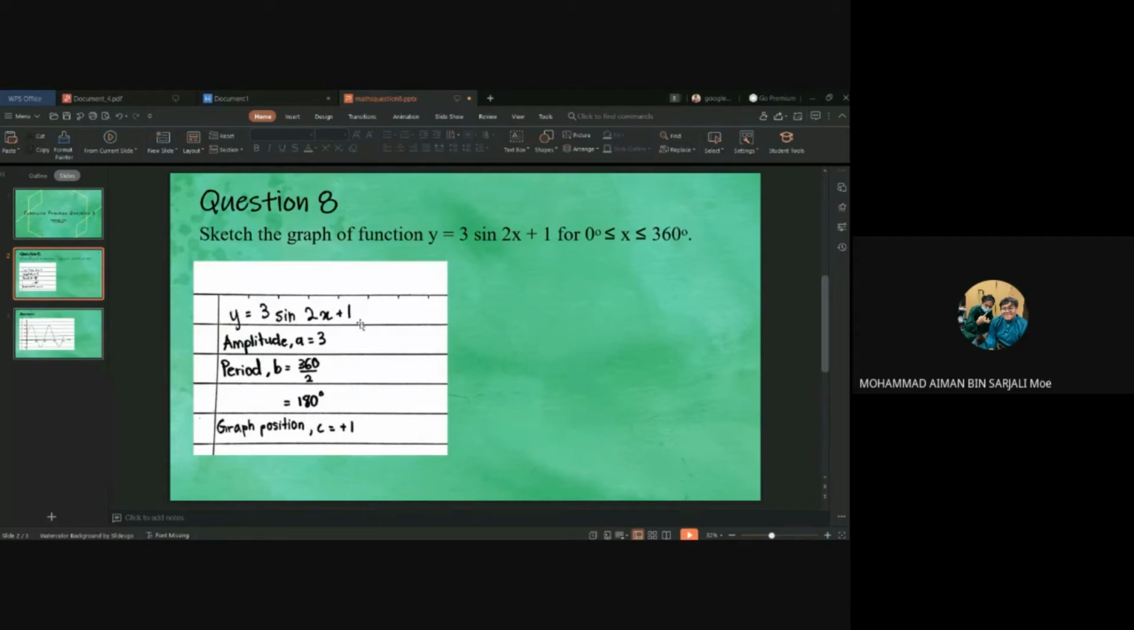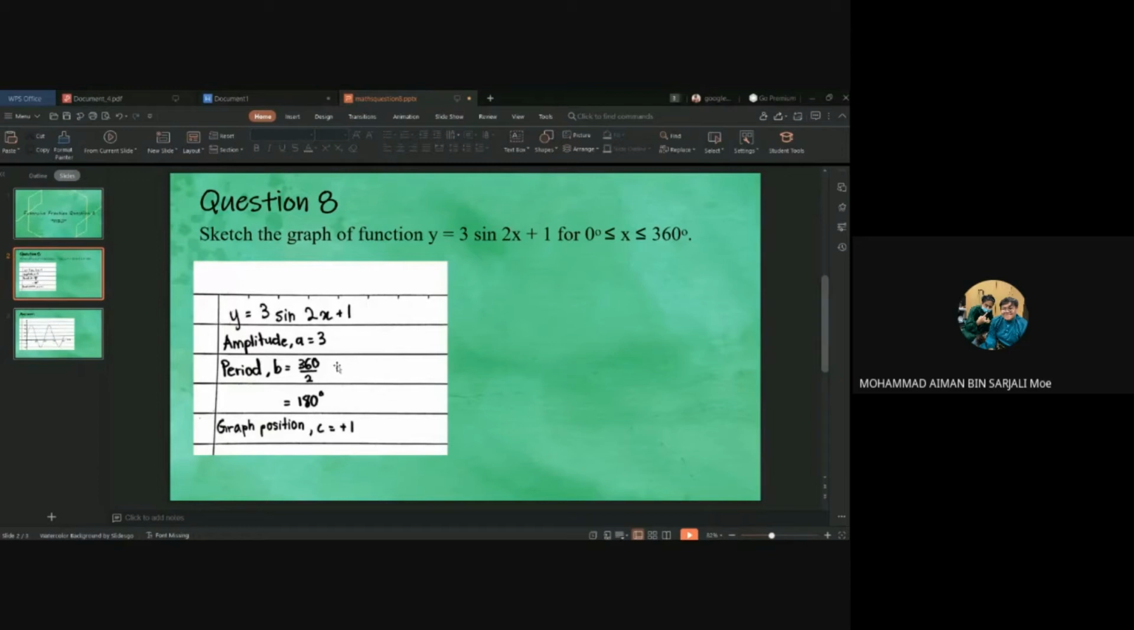From here, we know that the amplitude A is equal to 3. This is the period. I actually made a mistake here. The period is equal to 360 over B, where B is 2, and the answer is 180. Why do we use 360 here? Because this is a sine graph.